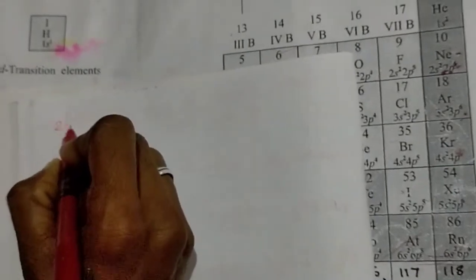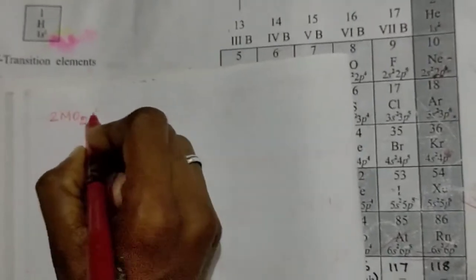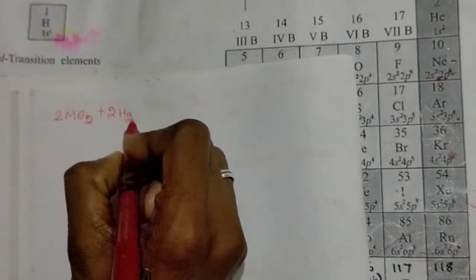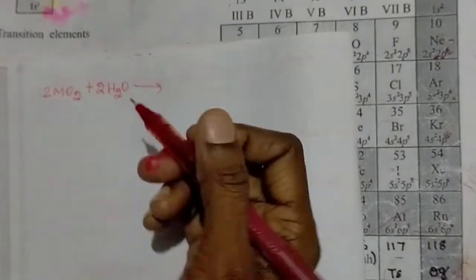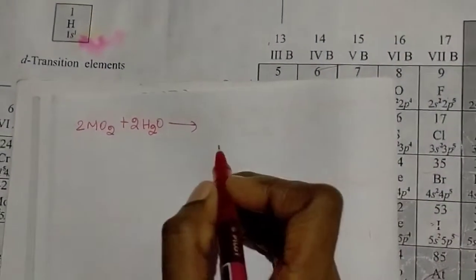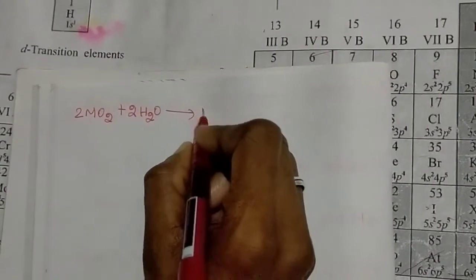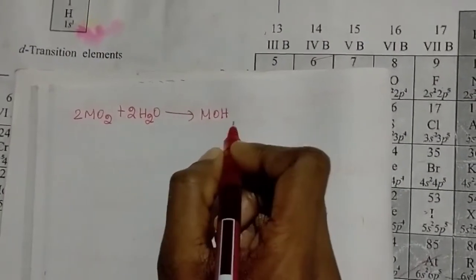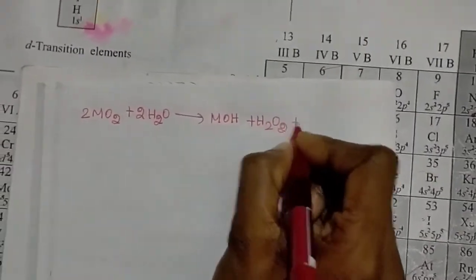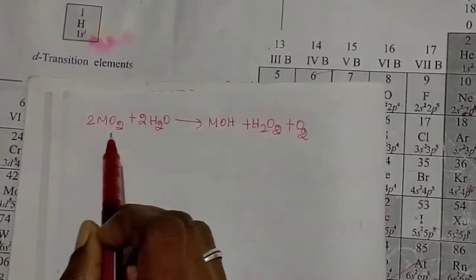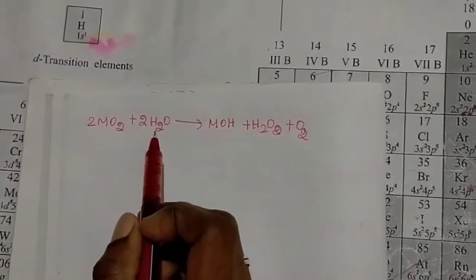So the formation of basic hydroxide from the superoxide, alkali superoxides: 2 molecules of MO2 plus 2 molecules of H2O, they react together and they form basic nature hydroxide, MOH. This is alkali hydroxide, and the byproduct H2O2 and also O2. Okay, then balance this equation, MO2 and 2H2O.